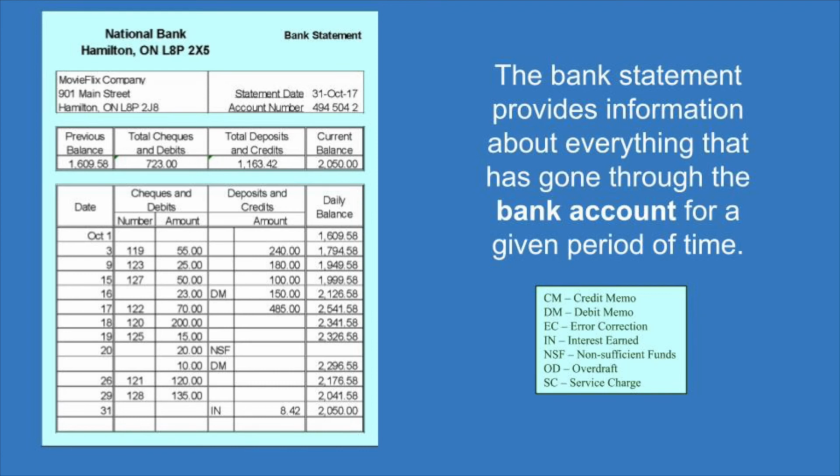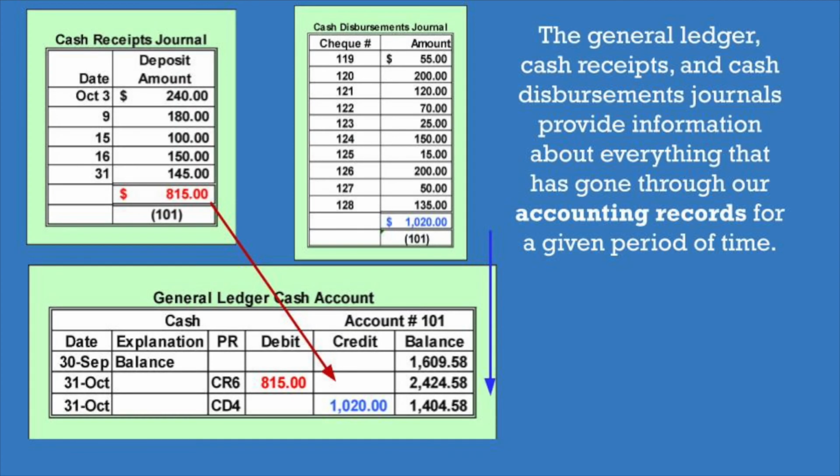We're looking at it, and we have to compare it with our general ledger. The general ledger, cash receipts and cash disbursements journals provide information about everything that has gone on through our accounting records for a given period of time. So if we look at our cash receipts journal, for example, we can see for the month of October the various deposits that were made and the various checks that were put out. So we see that we should have, based on that, a cash balance of $1,404.58.